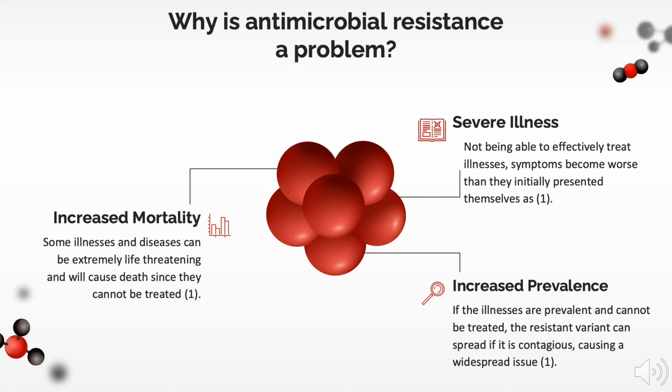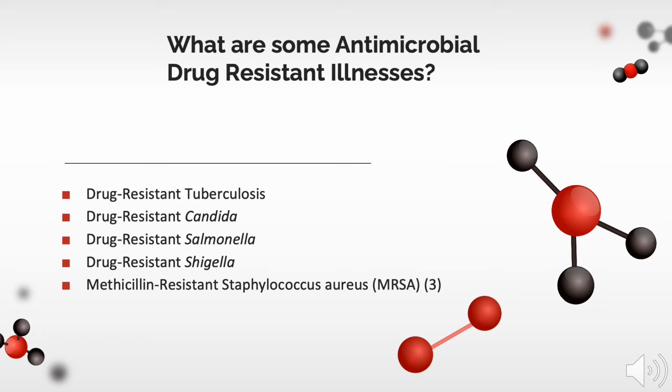Antimicrobial resistance is a problem because it causes severe illness, increased mortality, and increased prevalence of illness. Some examples of antimicrobial drug-resistant illnesses are tuberculosis, candida, salmonella, shigella, and MRSA.